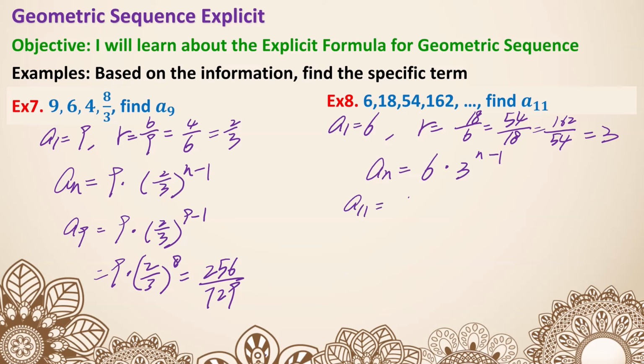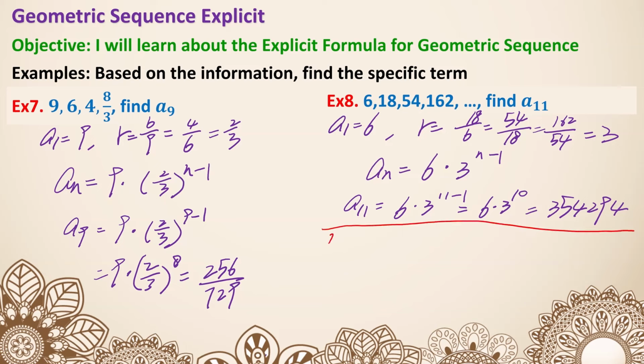Let's put in 11. 6 times 3 to the 11 minus 1, which is 6 times 3 to the 10th power. And that is 354,294. There you go. But these numbers can get quite big. So let's say now I also ask you to find a sub 21. You can pause here and try to find it.